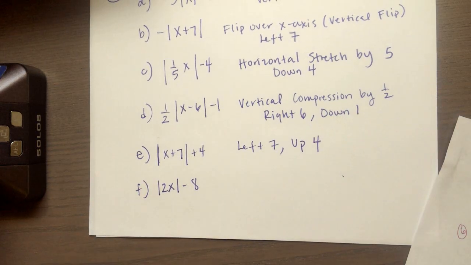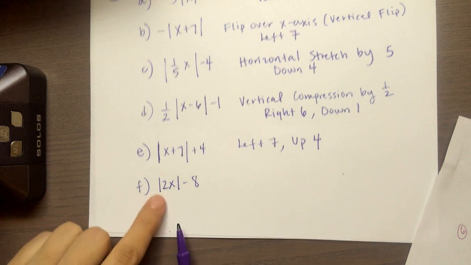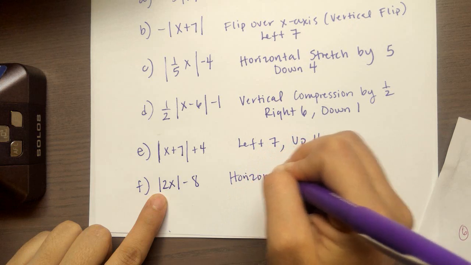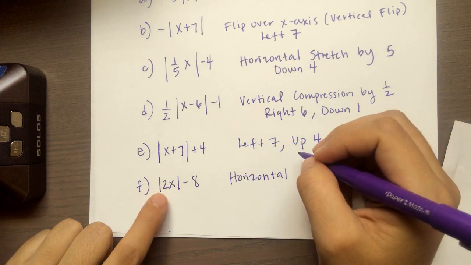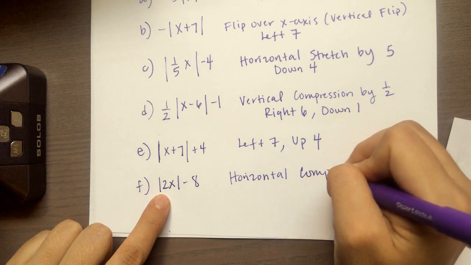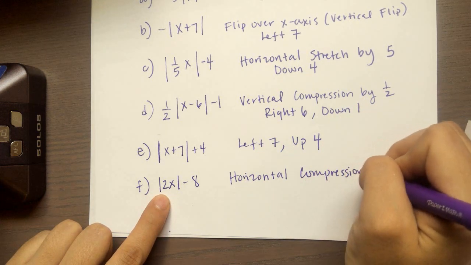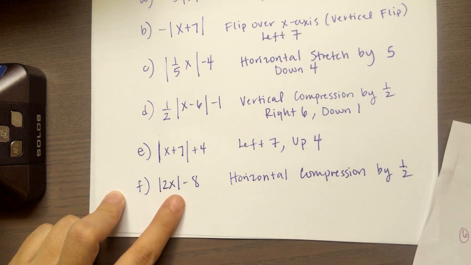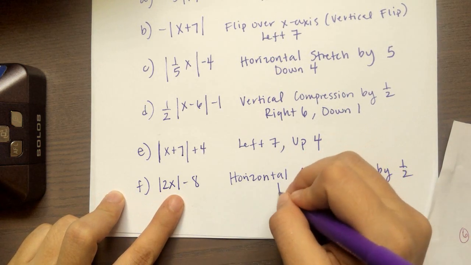Alright, part F. Inside, so that's horizontal land, so horizontal. It looks like a stretch because it's a whole number bigger than 1, but it's actually a compression. It looks like a 2, but it's actually the reciprocal, 1/2, because it's opposite. And this minus 8 is down 8.